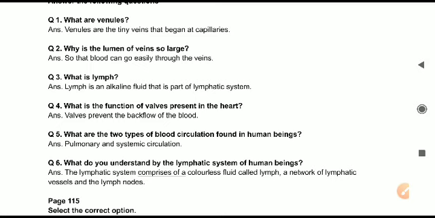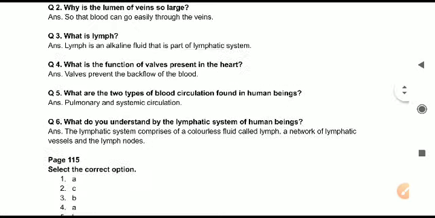Question 3, what is lymph? Lymph is an alkaline, straw colored fluid that is a part of the lymphatic system. Question 4, what is the function of the valves present in the heart? Valves prevent the backflow of blood, so that the blood does not flow in the backward direction. That is why valves are there in the veins. Arteries have no valves. In the case of veins, valves are present.